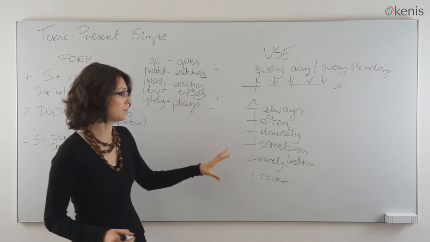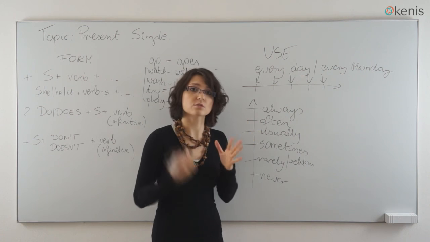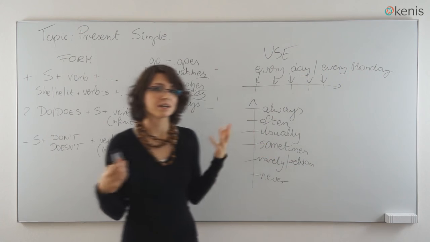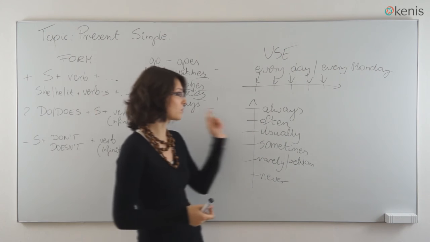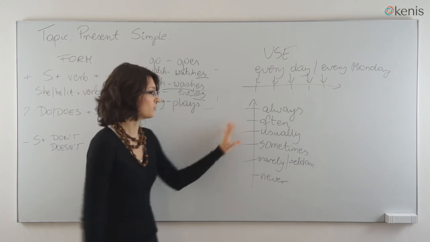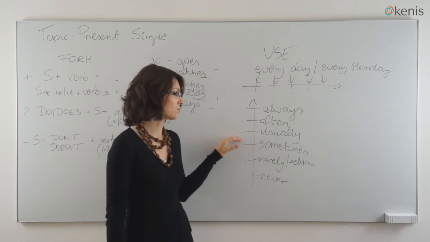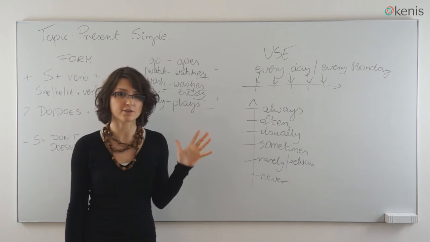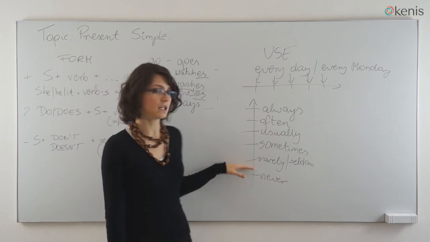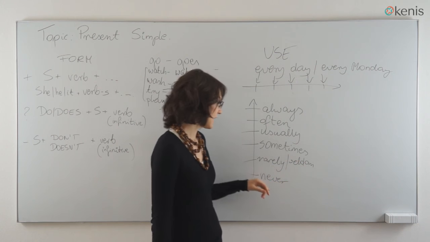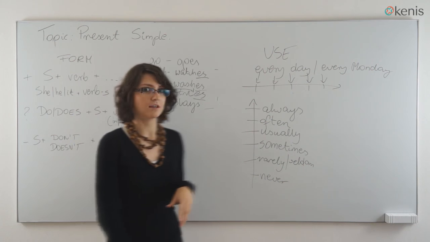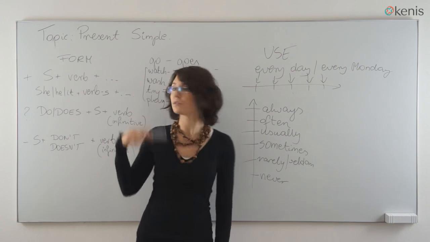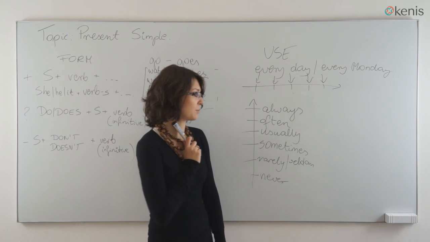Czyli z tymi wyrażeniami często będziemy używać właśnie czasów present simple, bo one wskazują nam na pewną powtarzalność jakiejś czynności. So I always brush my teeth. I often go to the cinema. I usually read books in the evenings. I sometimes watch TV. Or I rarely go to the theater. And I never sing in public. Okay? So these expressions are often used with present simple.